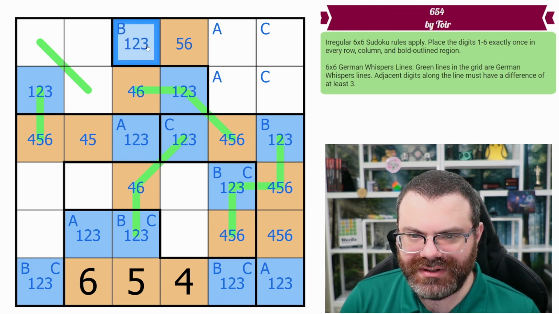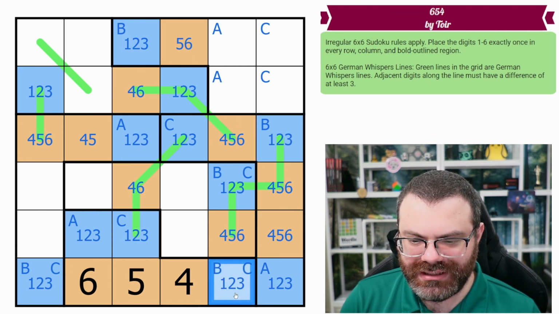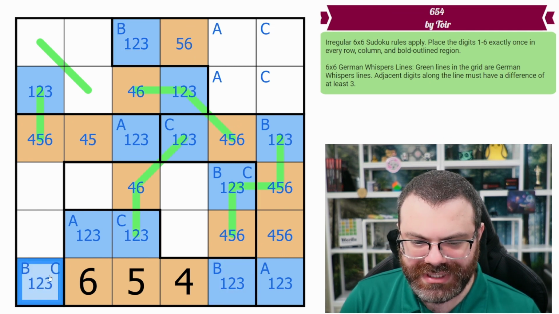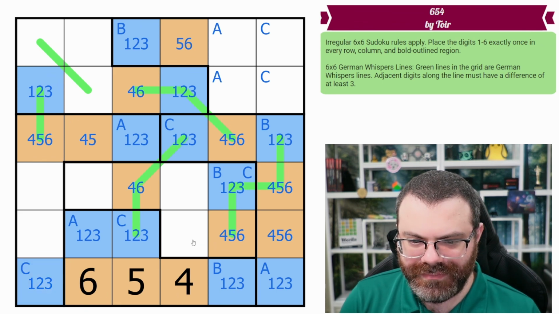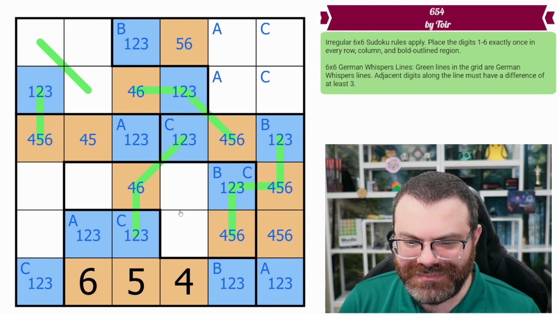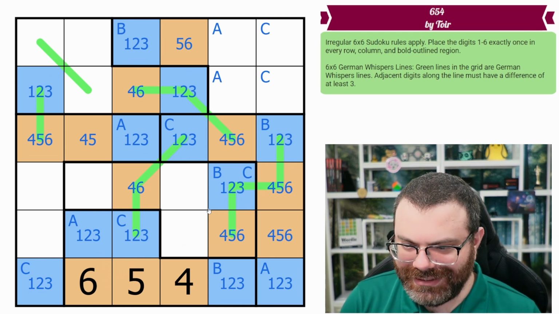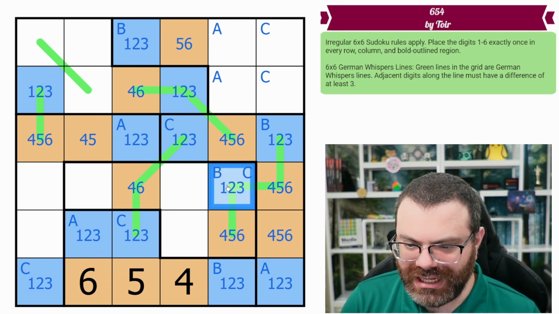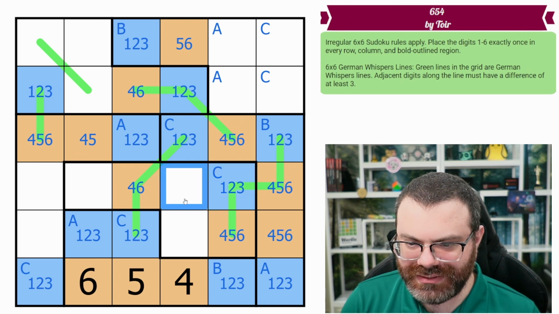Oh, this isn't C. There we go. Because the C is here. So this is B. This is C. This now has to be B, which makes this C. Very nice. We haven't actually gotten a digit yet, but how about this one? This one's not B, so that's C.